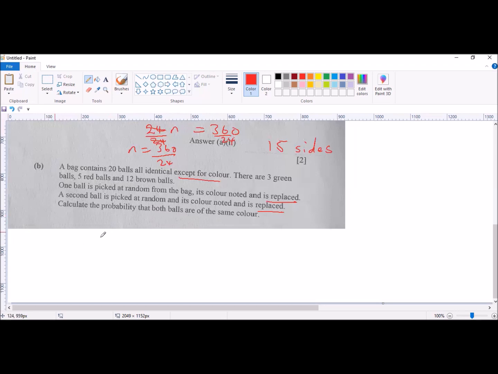Okay, for this one, we need a probability tree diagram. All right, how do we construct it? We have a first pick, and then a second pick. All right, so we start here, and this is our first pick, and this is our second pick. Okay, let me use straight lines.